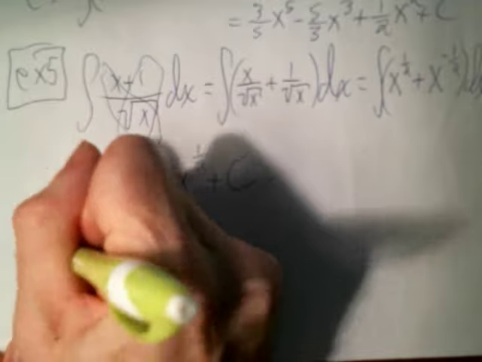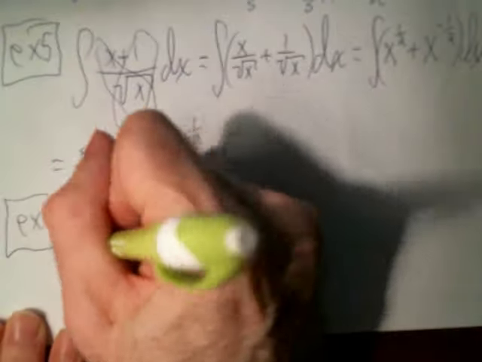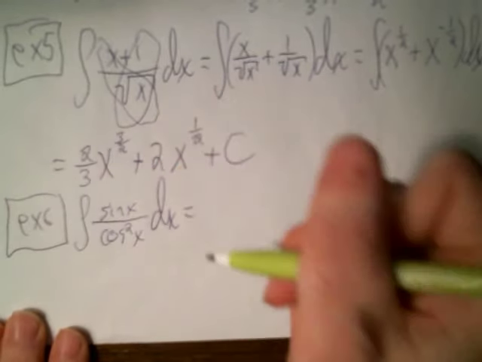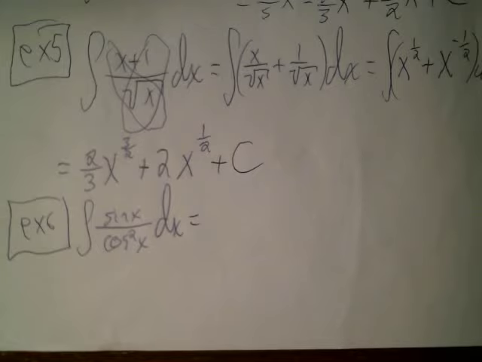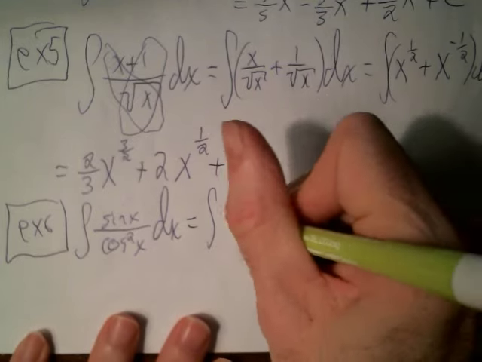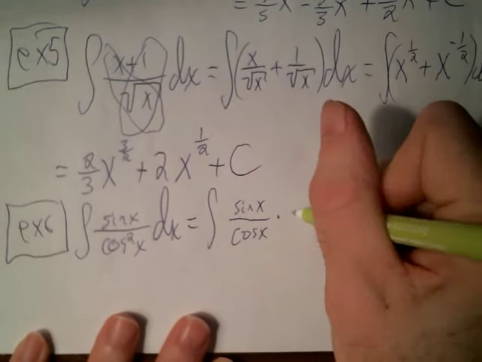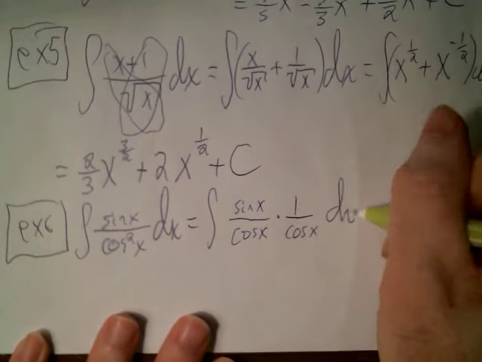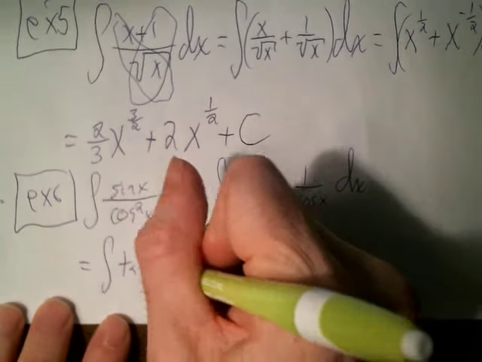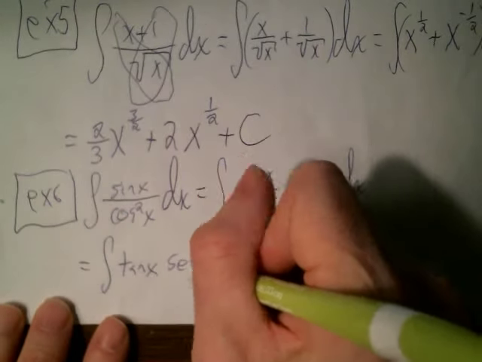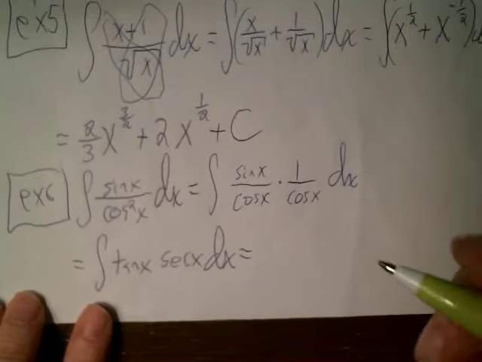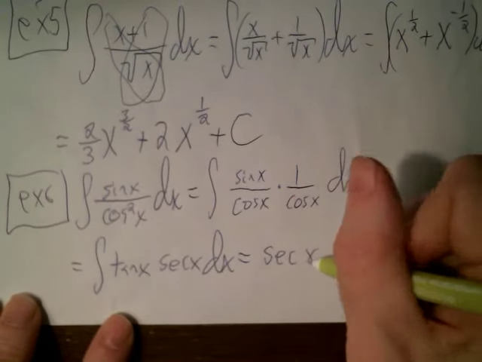So, example 6. The integral of sine x all over cosine squared x dx. This may seem like something we can't do, but if you're clever enough, you're going to be able to do a lot. So this is really sine x over cosine x times 1 over cosine x dx. Sine x over cosine x is tan x, and 1 over cosine x is secant x. And then, depending on how well you know your derivatives, this is the antiderivative of secant tangent. So this is just secant x plus c.